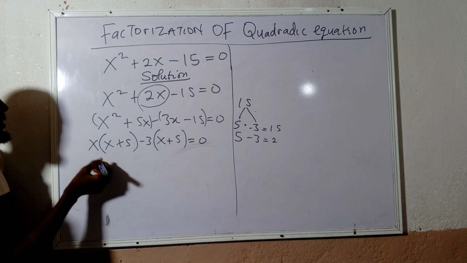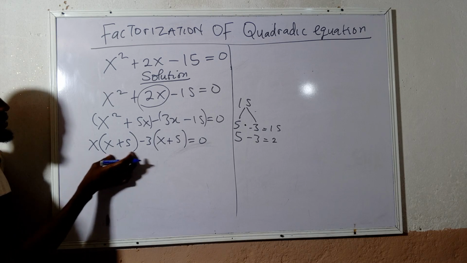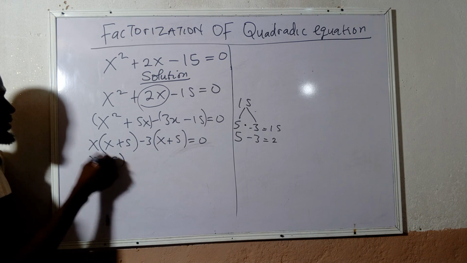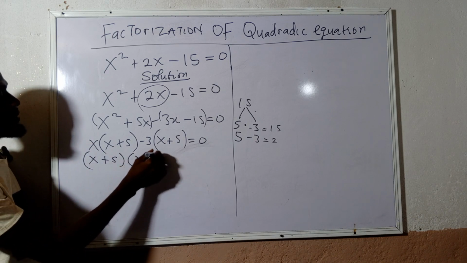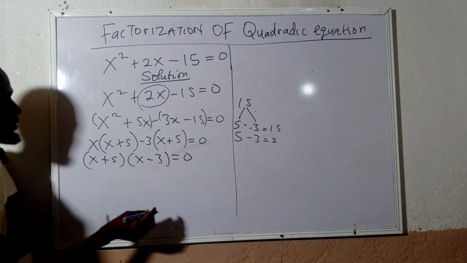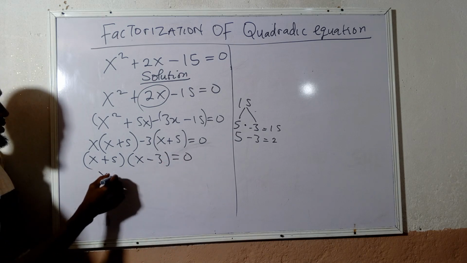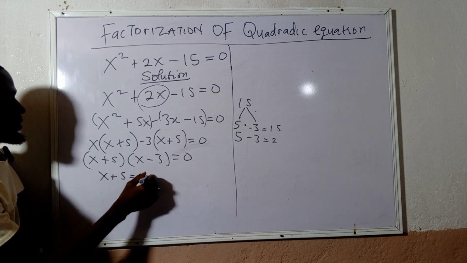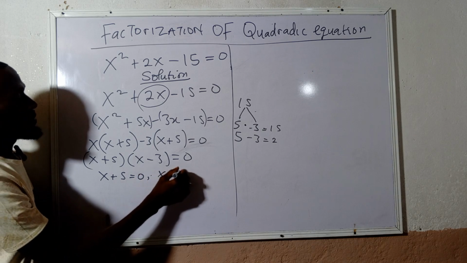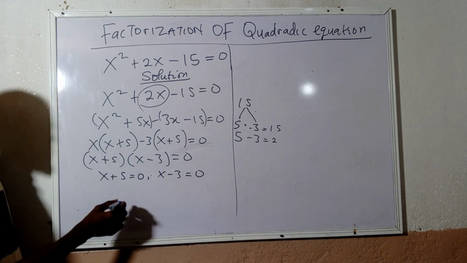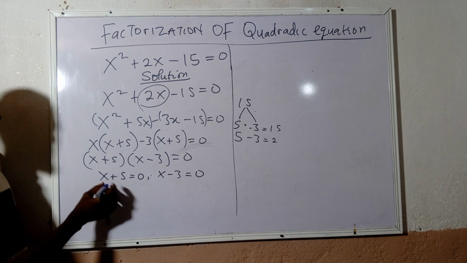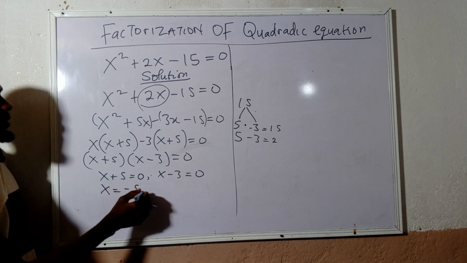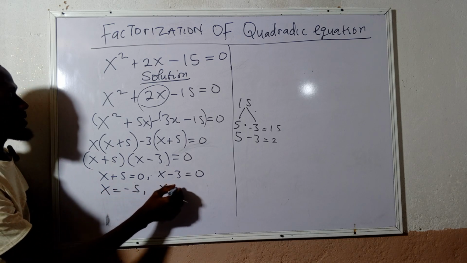Then we can say, since the two brackets are equal to 0, it is either x plus 5 or x minus 3 is equal to 0. x plus 5 is equal to 0, or x minus 3 is equal to 0. We make x the subject of the formula. We get x is equal to minus 5 or x is equal to 3.